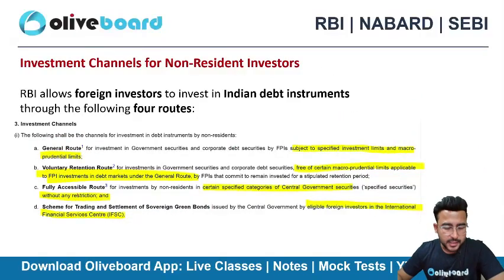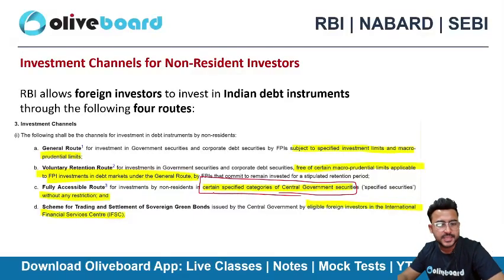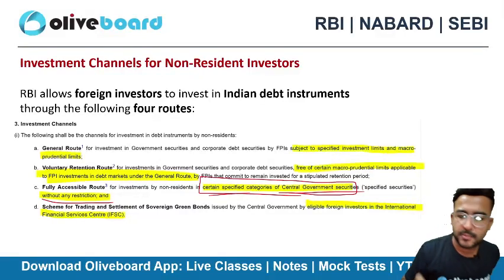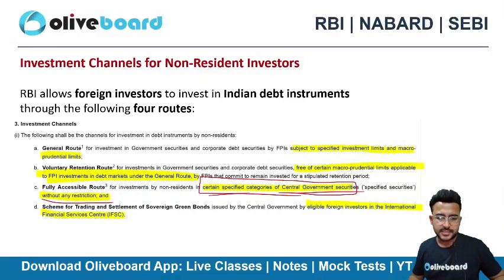Fully accessible route, FAR: certain specified categories of government securities. So not all the government securities are eligible, only certain specified categories of central government securities without any restriction. So FPI can invest whatever amount he wants to invest in these particular central government securities, but they are specified.